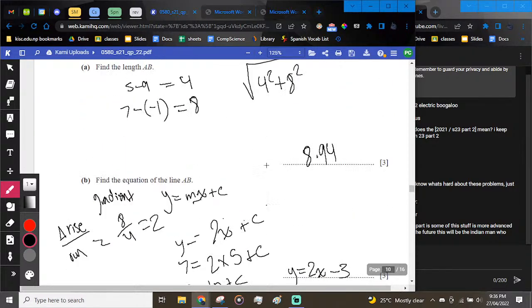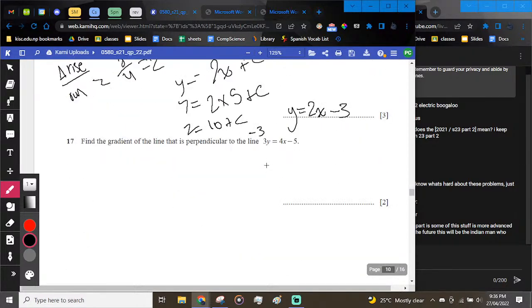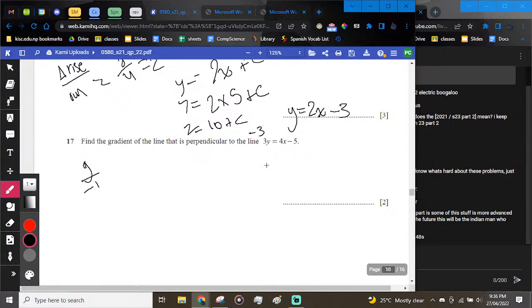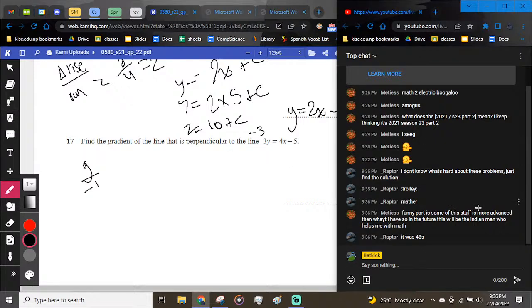What is... Oh, yeah, indeed. Perpendicular. Perpendicular is the gradient over -1, or just over -1.